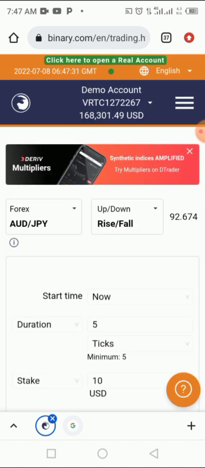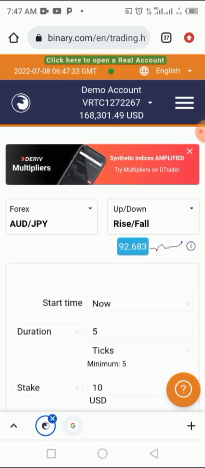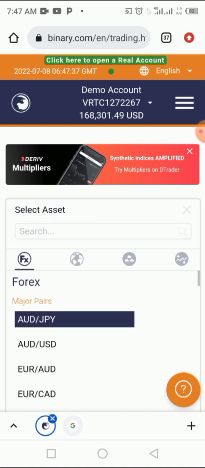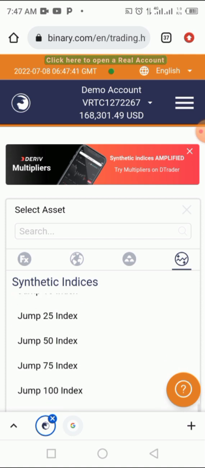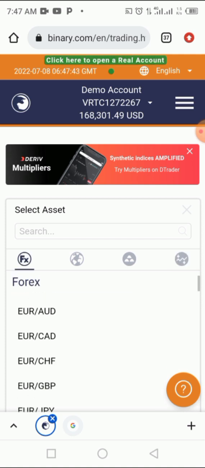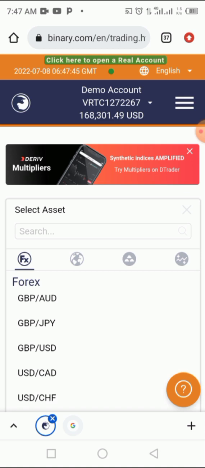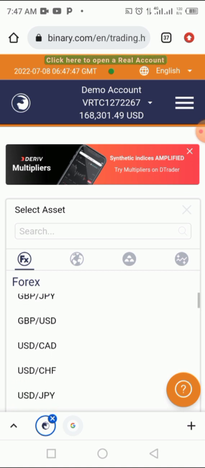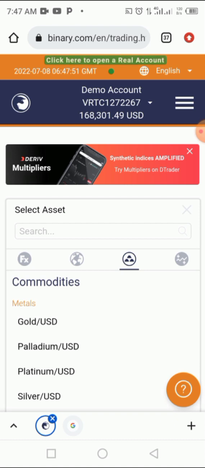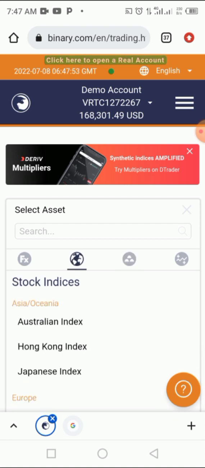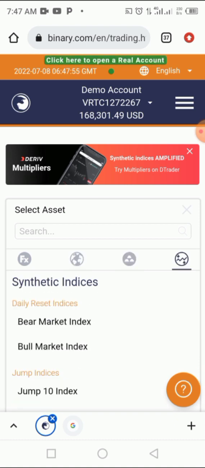You can trade as many assets as you want. You can see forex, you can see the volatilities. In case you didn't see any trending markets on forex, go to volatilities, or you go to gold, or probably you go to the Australia index. It depends on the one you want to trade.